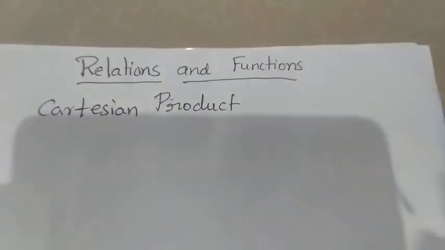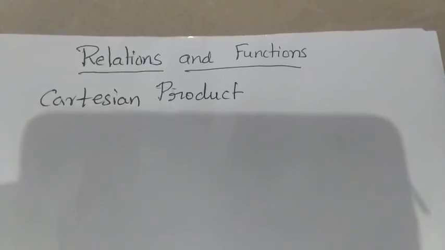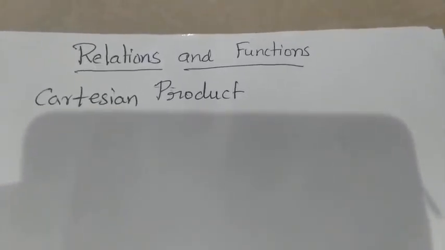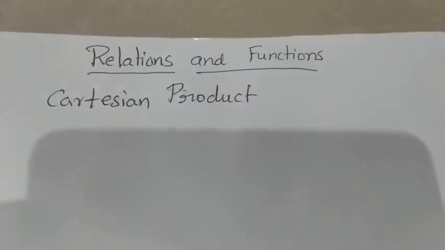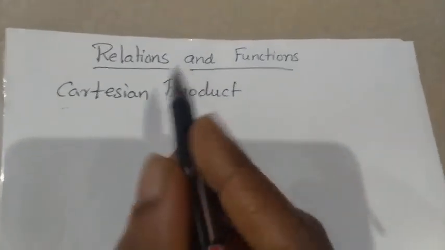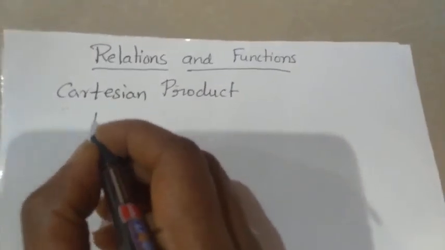Okay, now the first chapter in second PU is relations and functions. You already studied relations and functions in first year. Let us recall what you studied in first year. Before that, you should recall the Cartesian product. Let us take one example.